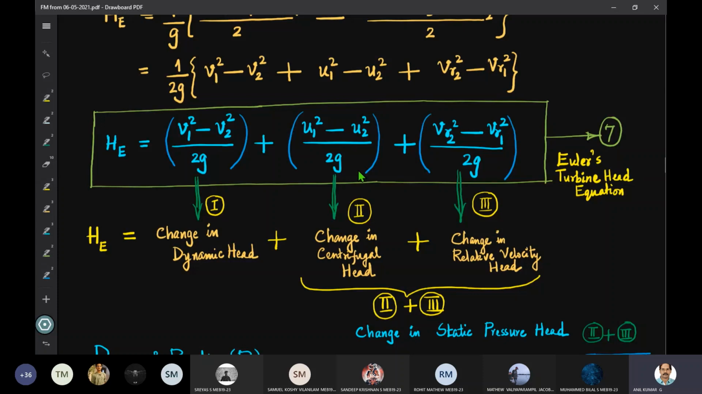And this equation helps us to find out, based on which terms are available, whether there is energy transfer only or whether there is energy transformation as the fluid passes over the blades or vanes.